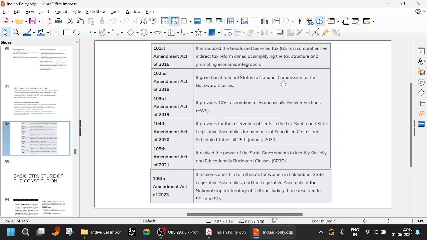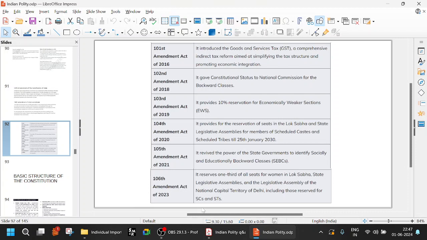102 is National Commission for Backward Classes, and 104, 105. Okay, 102 and 105 are related. Try to remember like that. 102 and 105 are somewhat related. This is about backward classes, and 105 is also giving the power to the state governments to identify socially and educationally backward classes.